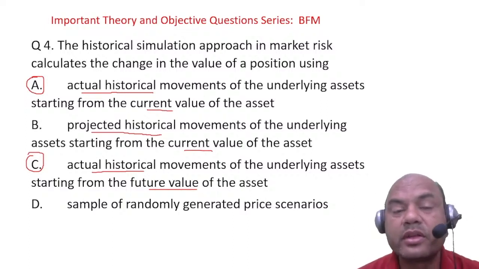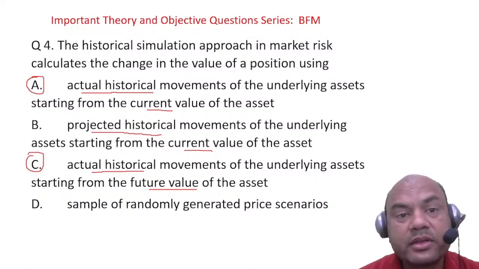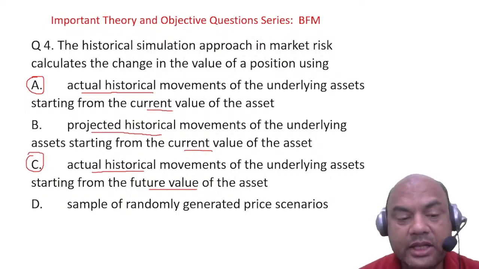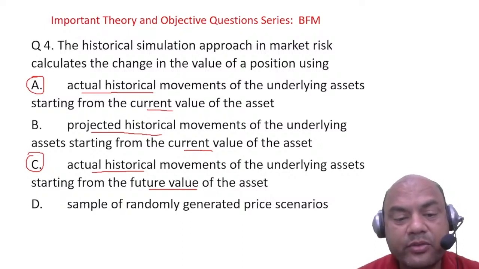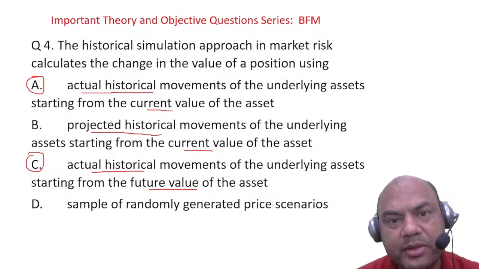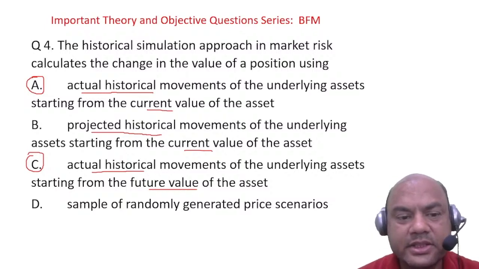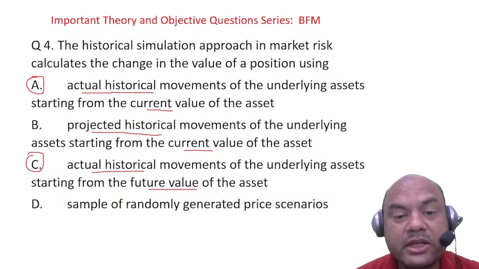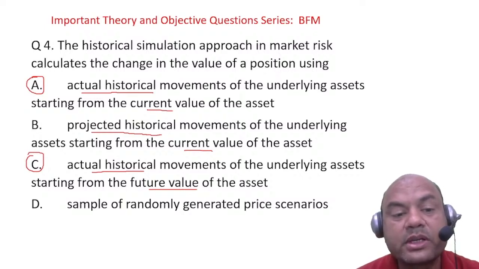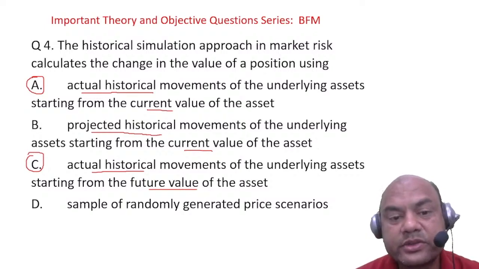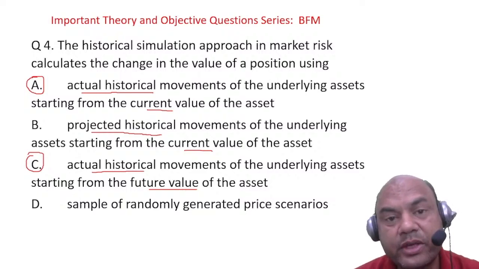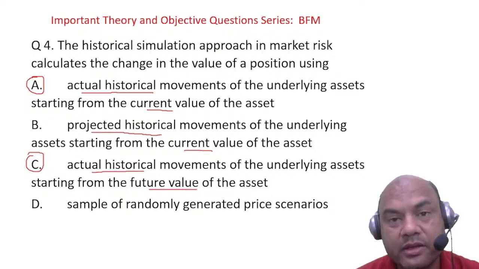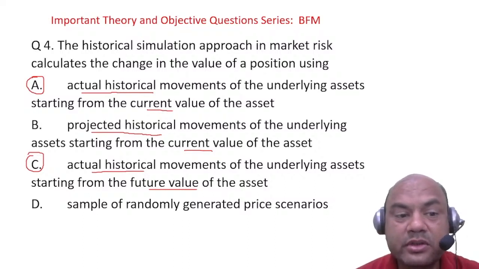First, you should go on with the elimination method. Randomly generated, first eliminate that. Nothing is randomly generated in statistics. Then projected historical movements. How can the historical movements be projected? Historical movements are actual movements where we have seen the actual thing. You can't project history, right? So B is also gone.